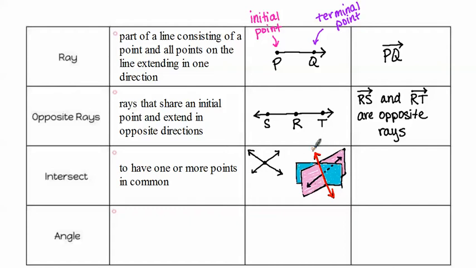So the intersection of two lines becomes a point. And the intersection of two planes becomes a line. And we'll start looking at other intersections as well.